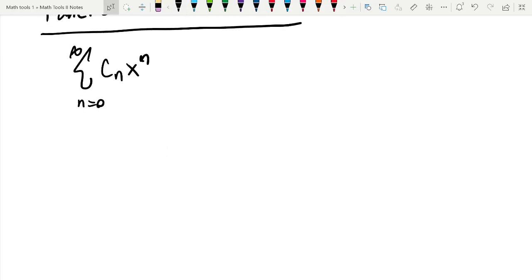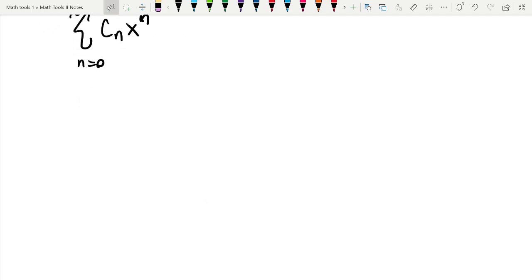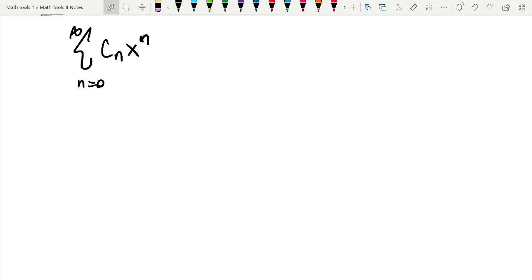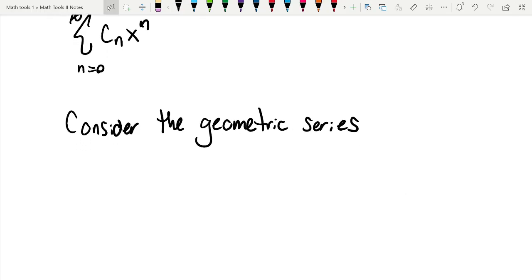So I just want to look at one that we can get with the stuff we already did first, and then we'll do more of these after we start talking about Taylor series. But there's one that we can get right away. So let's consider the geometric series. Okay, in terms of this x, let's look at this one.